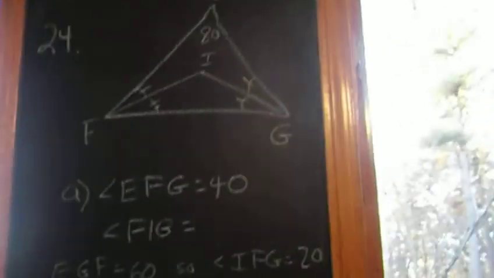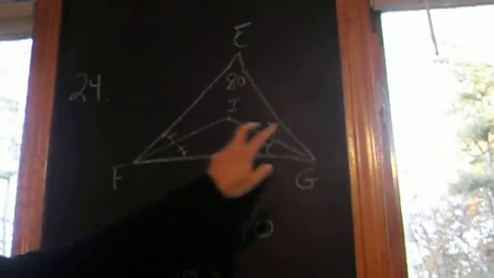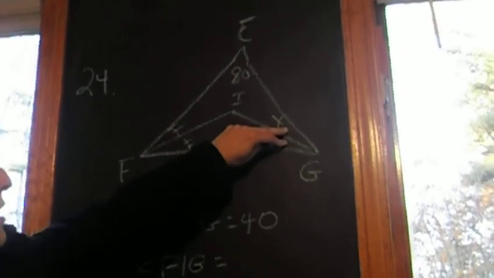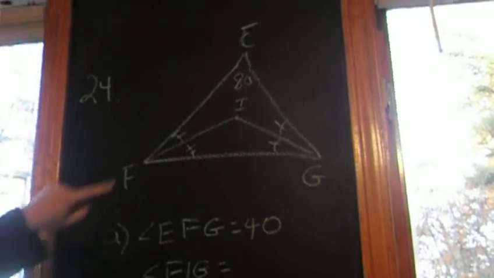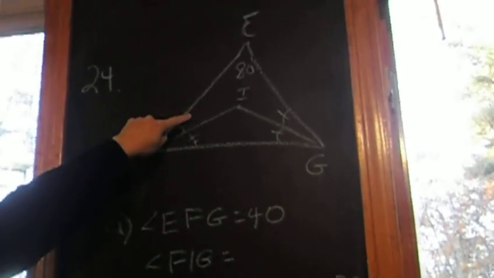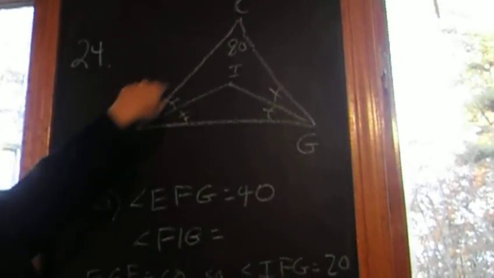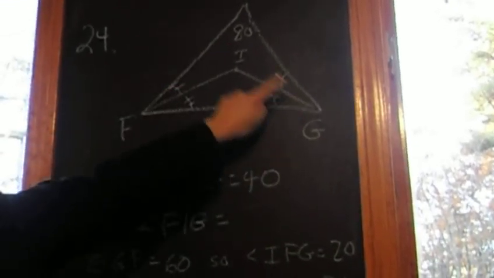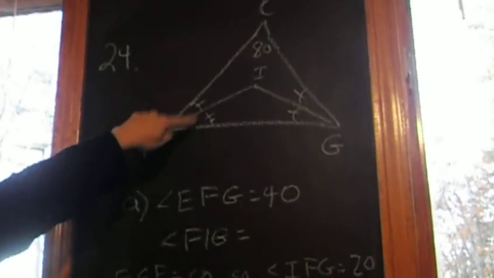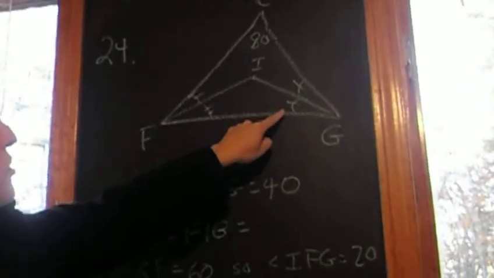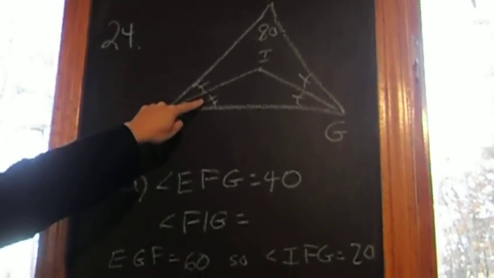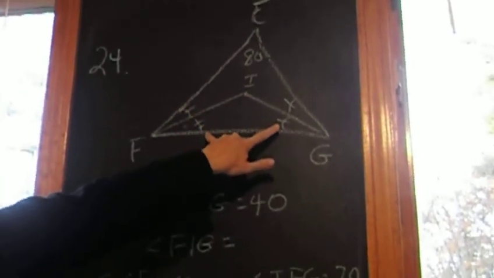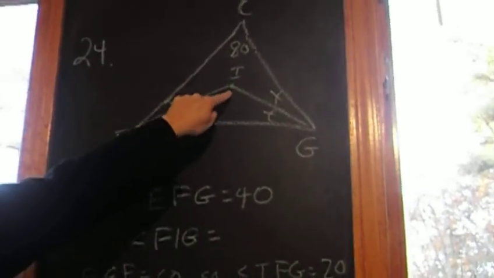Okay, let's go over here to 24. 24 says these are bisectors. If they're bisectors, these two have to be equal, these two have to be equal. They gave you EFG equals 40. So if EFG equals 40, we know that's 20 and that's 20. For the big one, we can figure out what G is. 80 and 40 is 120. Then EGF is 60, and then these two are 30. So if that's 30 and that's 20, that's 50. So 180 minus 50 is 130. That's going to be 130.